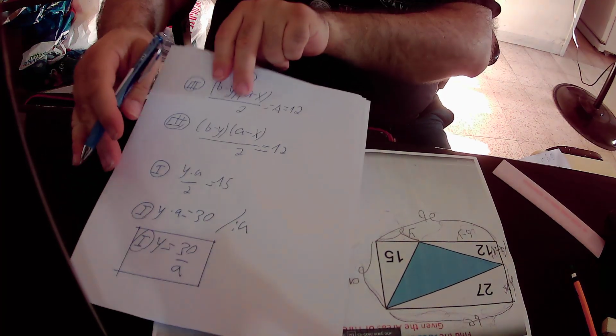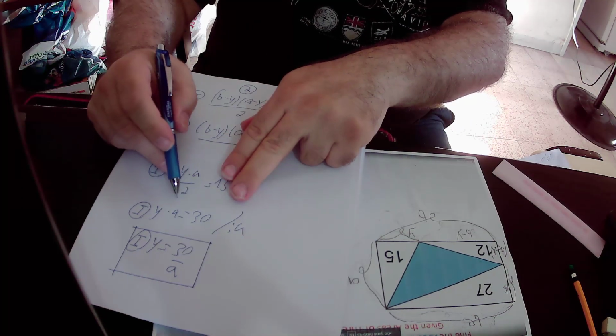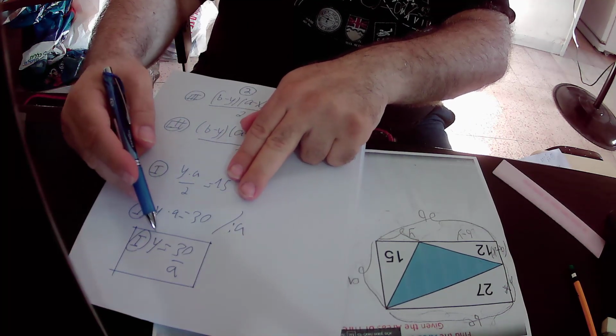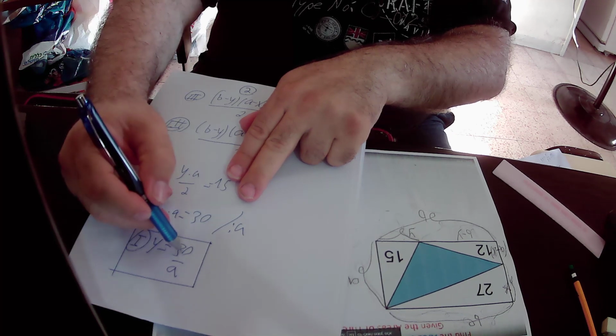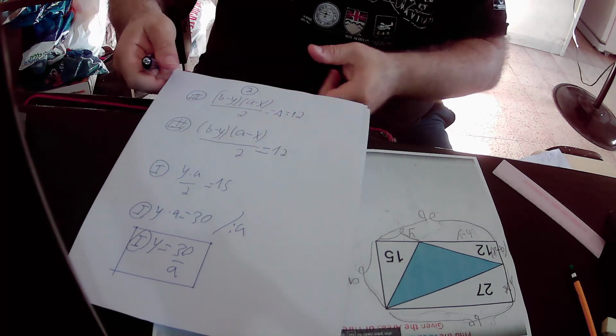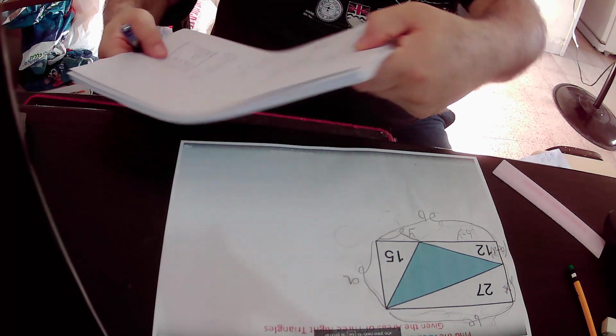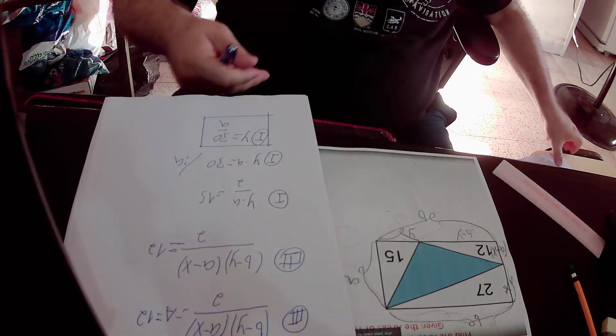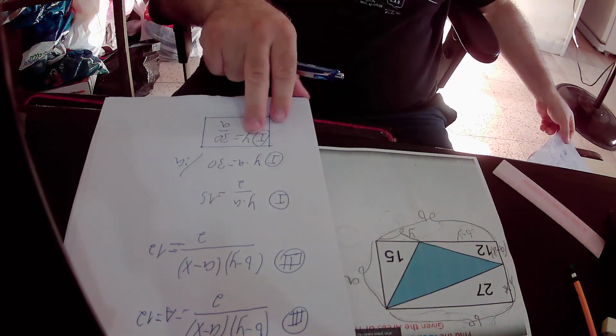So here, after we divided both sides of the equation by a, we got that y equals 30 over a. Now we will take x out of the second equation.